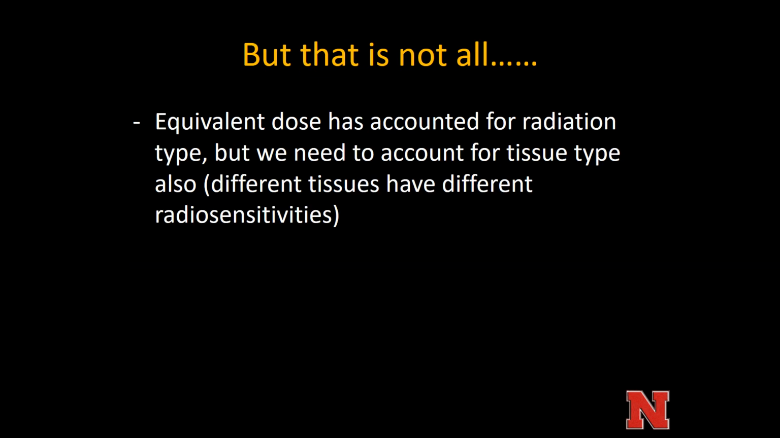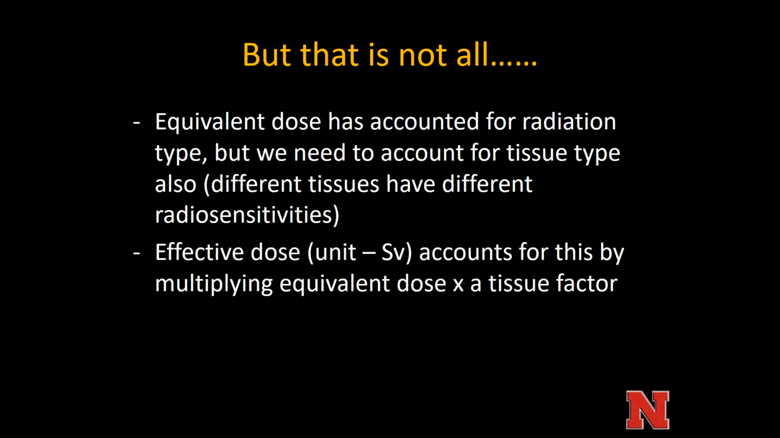But that is not all. Oh no, that is not all, as the Dr. Seuss book would say. Equivalent dose has accounted for radiation type, but we also need to account for the type of tissue exposed. As I mentioned earlier, different tissues have different radiosensitivities. So the effective dose, unit sieverts, accounts for this by multiplying the equivalent dose times a tissue factor. So we've gone from radiation dose to equivalent dose, which takes into account the type of radiation, to effective dose, which takes into account the type of radiation and the type of tissue being exposed.